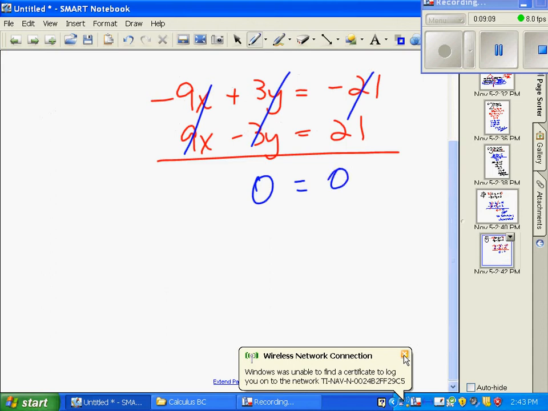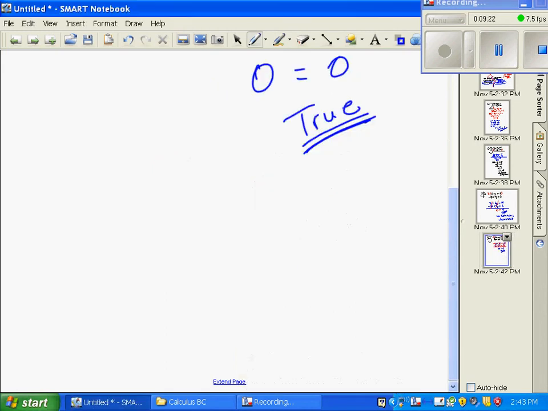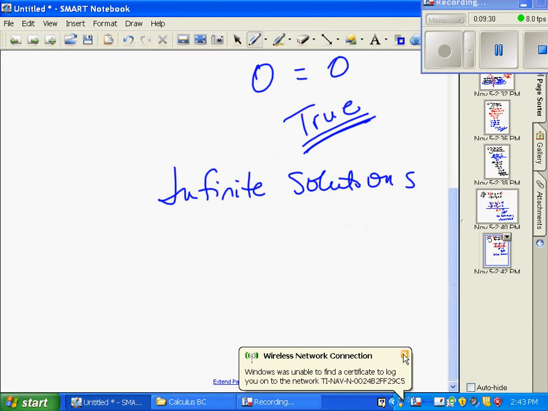Now, it doesn't have to be 0 equal to 0. It could be like 5 equal to 5, depending on how you set up your equations. But the point is that it's a true statement. So the true statement means we're going to have infinitely many solutions. We call these coincident. We call these dependent.